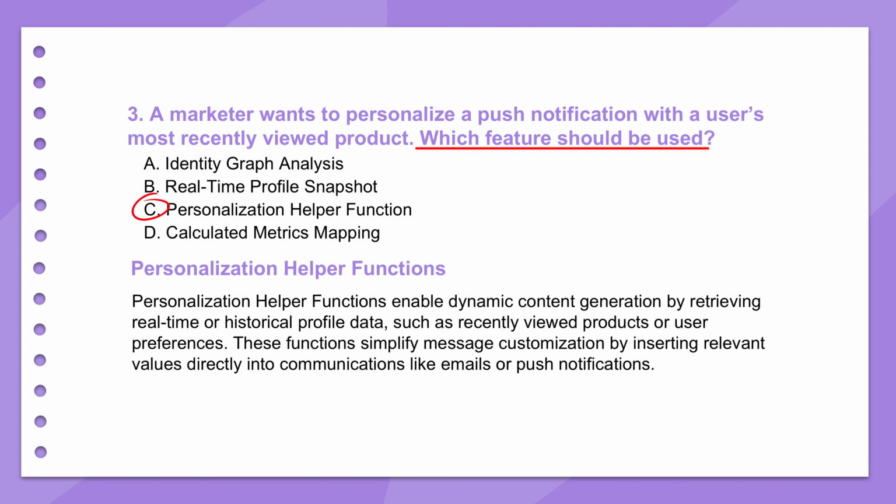These functions can grab data either directly from the individual's profile or from their really recent activity right at the very moment the message is being sent out. So if I was just browsing, let's say, a new pair of running shoes on a company's website, and then maybe a few minutes later, I get a push notification from their app showing me those exact shoes. That's this real-time personalization in action.